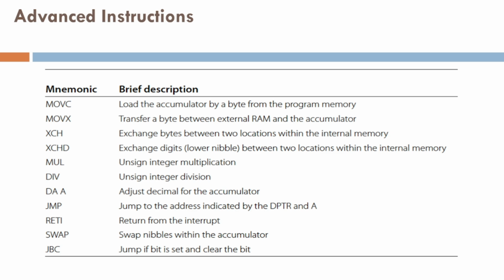Now, what are the instructions that are being shown here? The instructions which are shown here are MOVC, MOVX, XCH, XCHD, MUL, DIV, DA A, JMP, RETI, SWAP, and JBC. In this particular section, we may see a few of the instructions, and the rest in the next part of the lecture. So let's have a look at the instructions with examples.